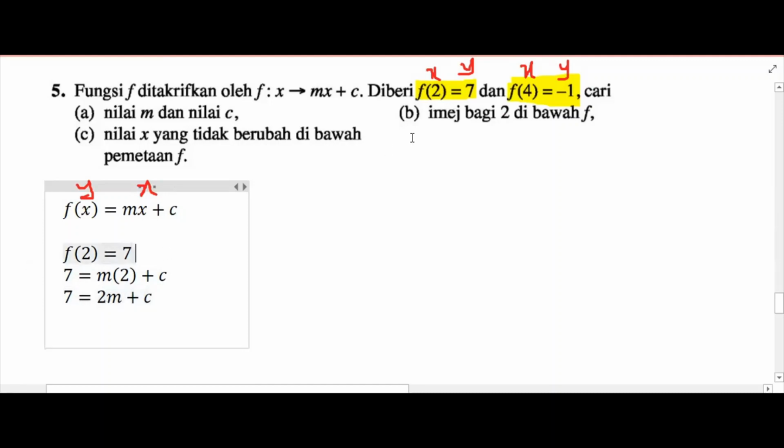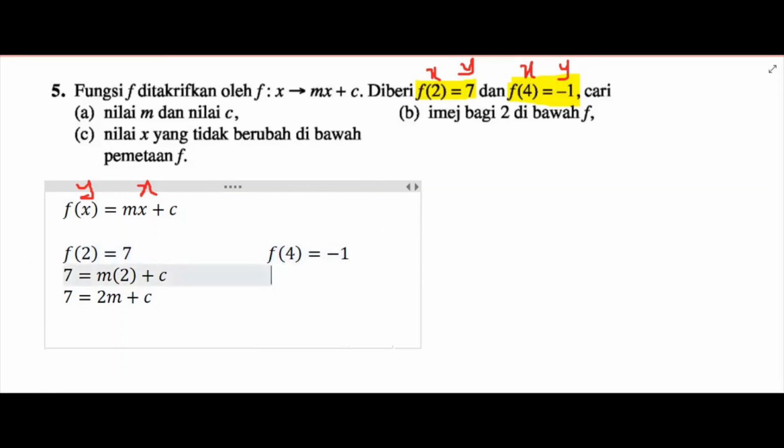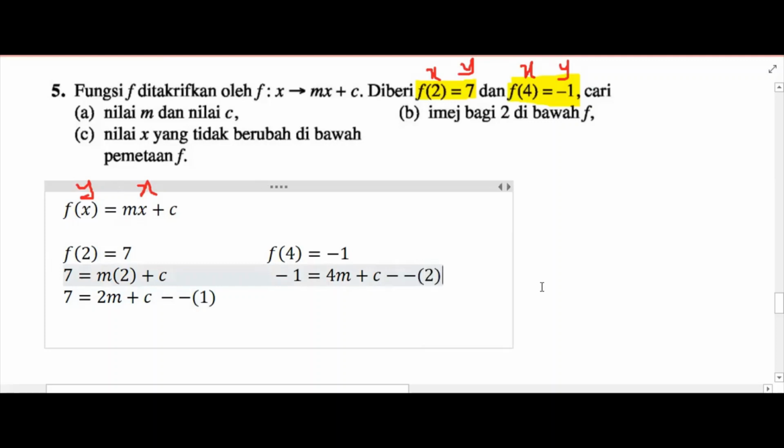Okay, then another one. f(4) equals to negative 1. Okay, maksud dia, saya punya x 4, y negatif 1 kan. So, y ini tukar negatif 1. X tukar kepada 4. So, 4m plus c. Okay, I got 2 equation already lah. Ada 2. Ini first, and then ini second. Okay, kita buat sama-sama. Let's do together.